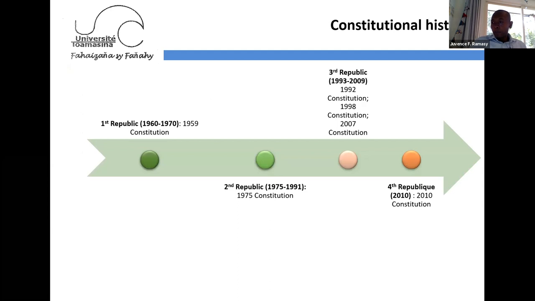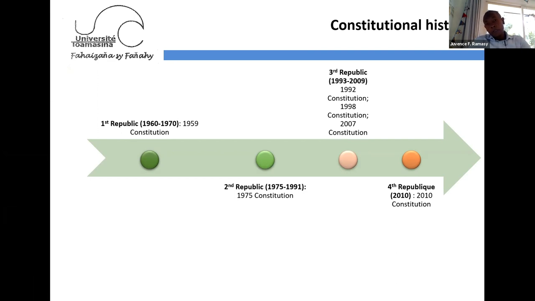First of all, what we know about Madagascar's constitutional history. There were four republics in Madagascar, and during these four republics there were also several constitutions. So the first republic was from 1960 to 1970. There was the first constitution, and then after that republic, there was a second republic with another constitution.